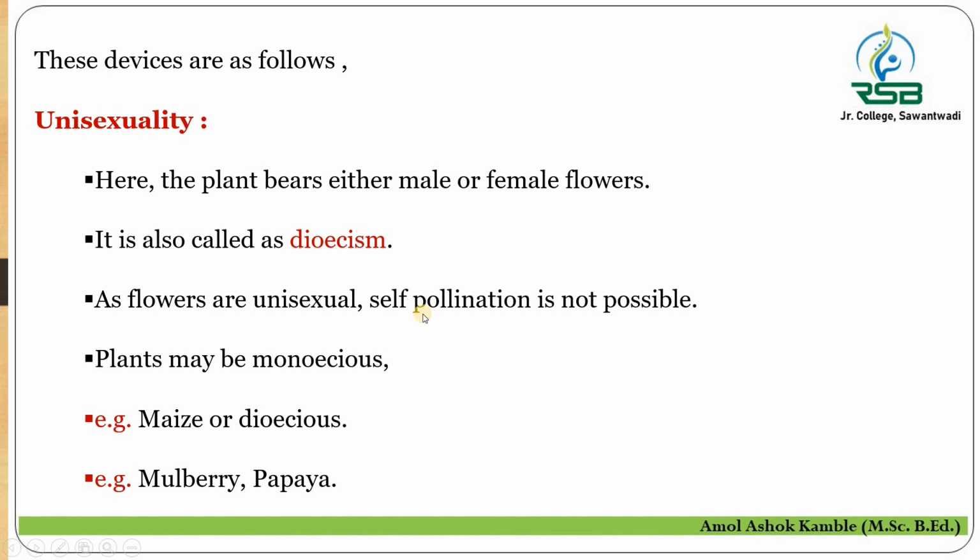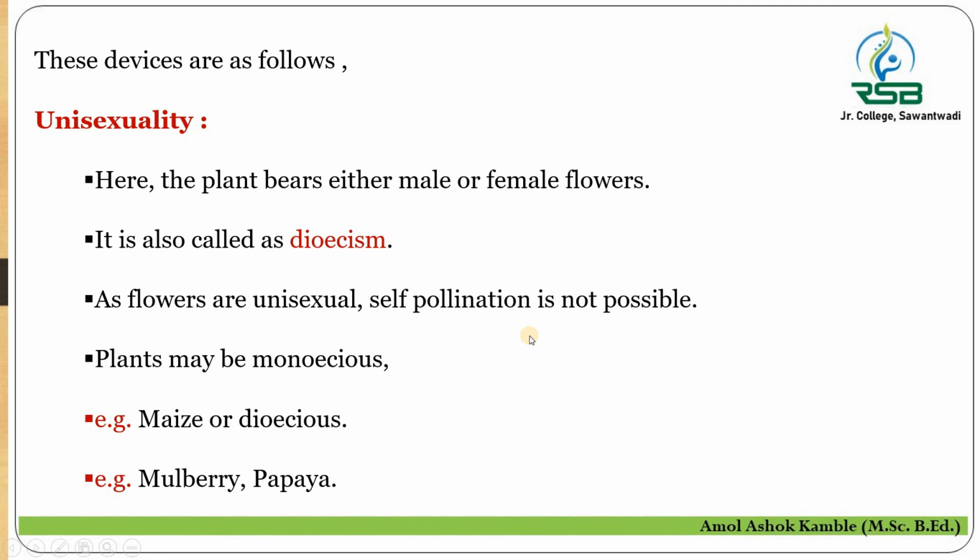That is in case of monoecious plants, for example mulberry, papaya and maize plant, which is a dioecious plant where the male and female parts are present on the same plant. So it is about the unisexuality where self pollination is not possible.